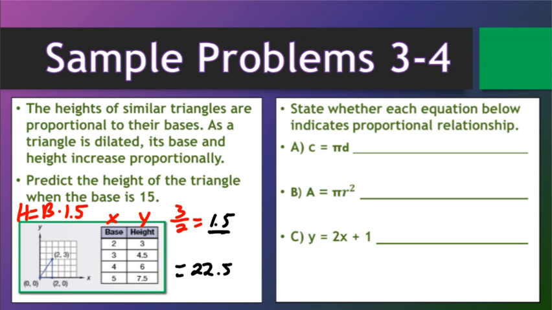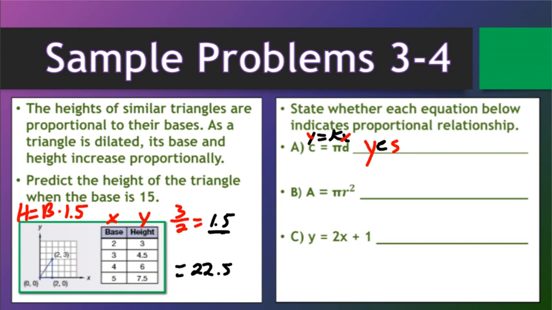Our next example, state whether each equation below indicates a proportional relationship. So the first one, circumference equals pi times diameter. There's 2 variables on each side of the equal sign. The constant pi multiplies one variable. So this would be proportional. This would be just like saying y equals kx, with c being our y value, d being our x value, and pi being the constant.